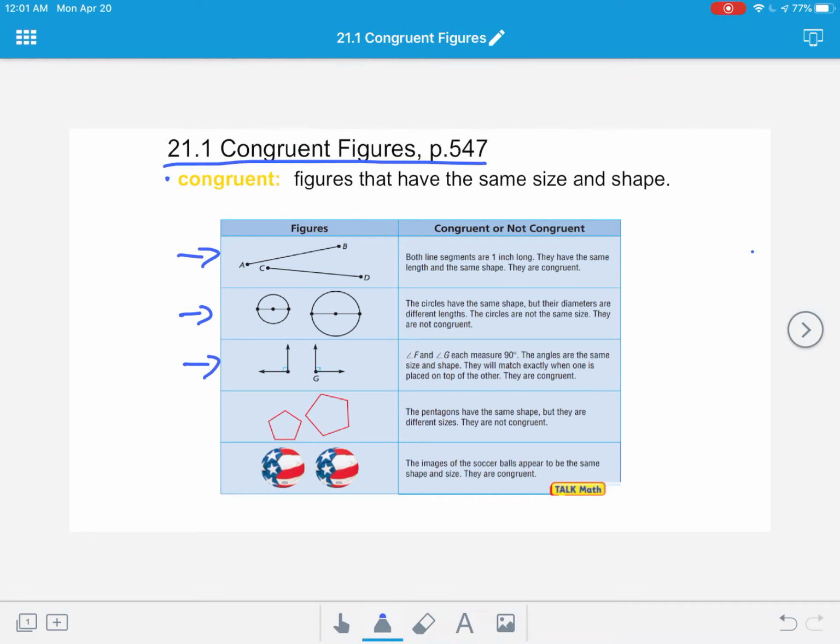Let's take a look at the next row. I see two pentagons. They're the same color, which is cool. That doesn't have anything to do with whether they're congruent. They are the same shape. They're both regular polygons. All their sides are the same, but they're not the same as each other. One pentagon is much smaller than the other. Because they're not the same size, they are not congruent.